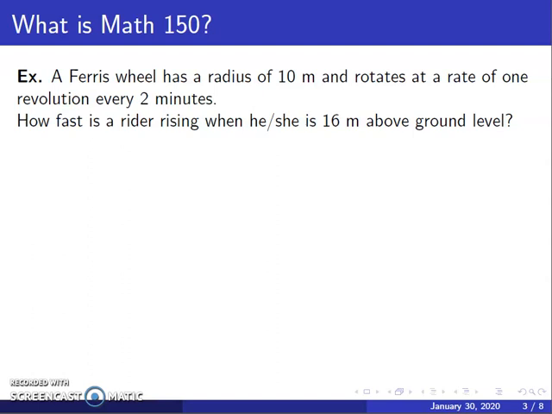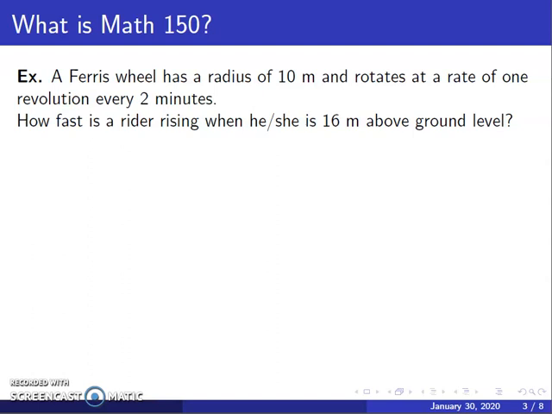A Ferris wheel has a radius of 10 meters. This is a pretty large Ferris wheel. Maybe you would find it at the fair or out on a pier or something. Radius 10 meters and rotates at a rate of 1 revolution every 2 minutes. Okay, so the people get a nice ride. They're not going too fast out on the edge of that circle. How fast is a rider rising when he or she is 16 meters above the ground?